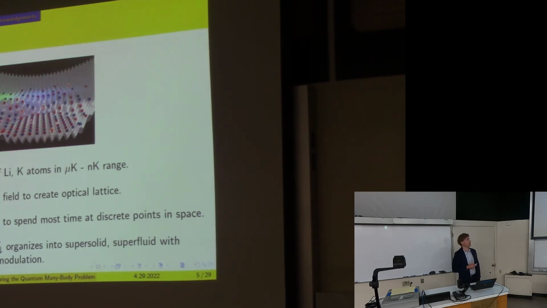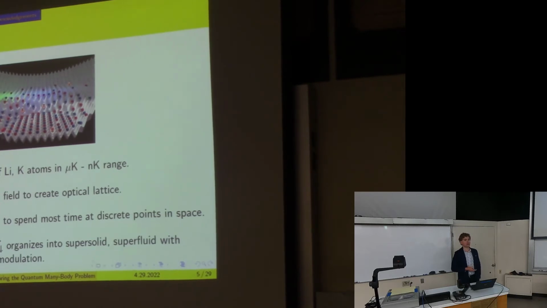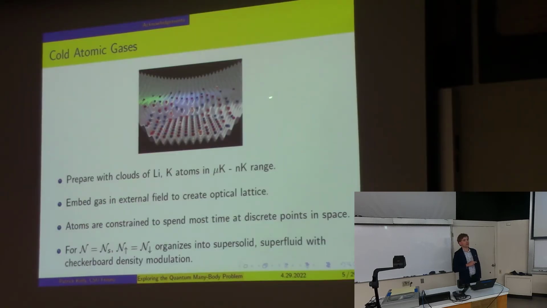So what experimentalists do is, for fermions, they take lithium and potassium atoms, cool them down to the microkelvin to nanokelvin range, very low temperatures, and then use lasers to embed them in what's called an optical lattice. And here's the picture. You get this checkerboard pattern of minima in this potential, and the atoms hop around between these minima points. They spend most of their time at the minima, and they very quickly transition between them.